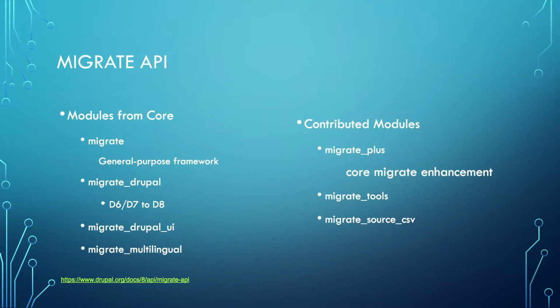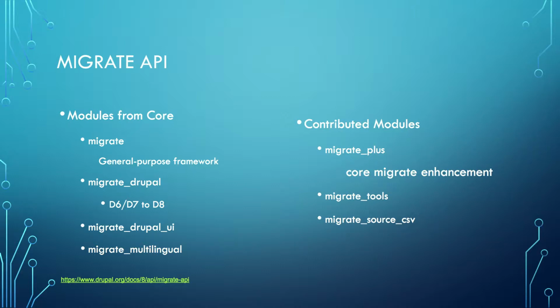So, Migrate API. Before we talk about the plugins, there are some things I want to emphasize. There's a module in core, which is Migrate. It's a general purpose framework for migration, and it comes with core, but in order to use the Migrate functions, you have to enable it.